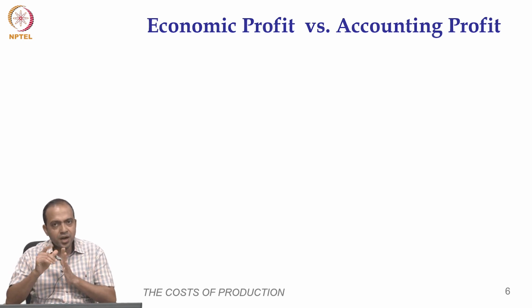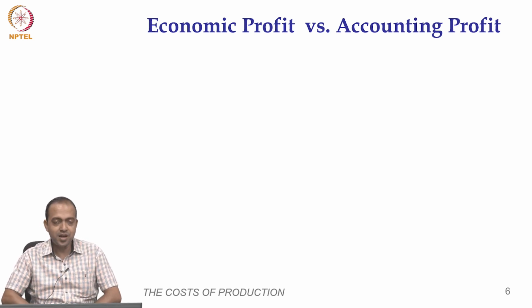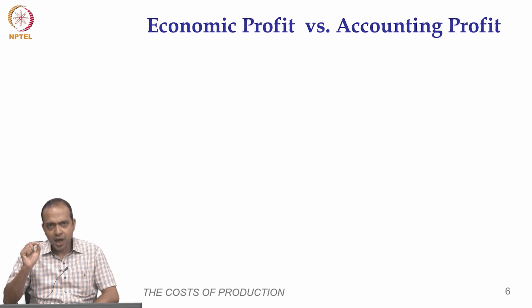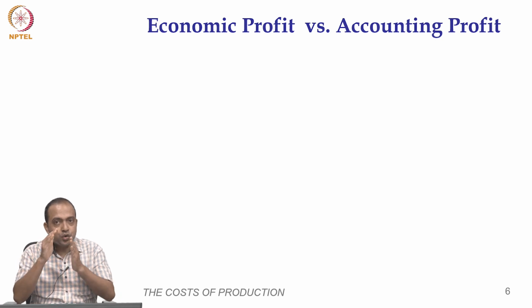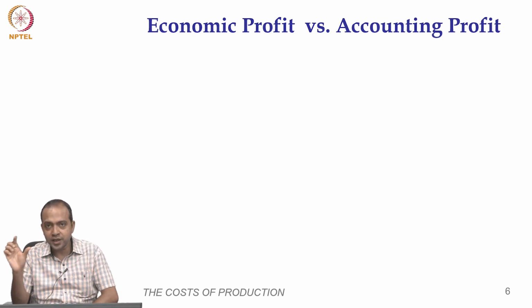And then since there are two types of cost, explicit and implicit, there are two types of profit that we can calculate. One is called economic profit, another one is called accounting profit. Accountants generally consider only the explicit cost, because implicit cost is a concept given by the economist. Accountants do not bother about the implicit cost because it is difficult to calculate. So, from the total revenue, if you subtract only the explicit cost, you will get accountants profit.